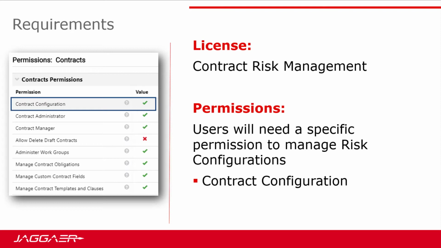In terms of requirements, you need to have the contract risk management license turned on in your organization in order to activate this feature. Contact Jagger if you are interested in obtaining this module. Then, to manage risk configurations, users are going to need to have the contract configuration permission.